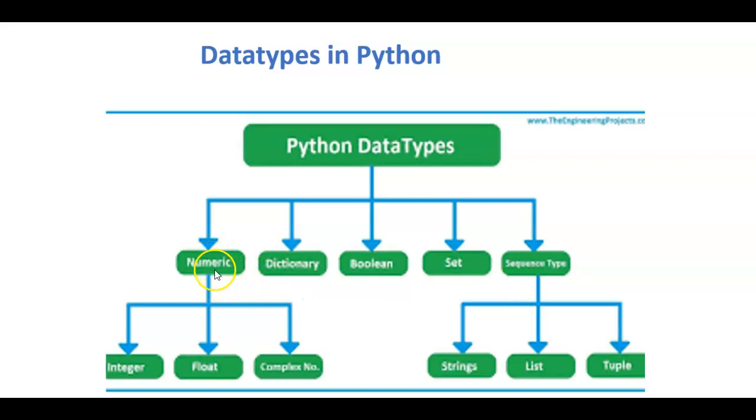Under numeric we have sub data types like integer, float and complex numbers. Coming to the sequence type, we have strings, list and tuple. So these are the different Python data types. We'll be focusing only on the numeric data types in this video, and we'll write some example programs based on the numeric data types in the next videos.